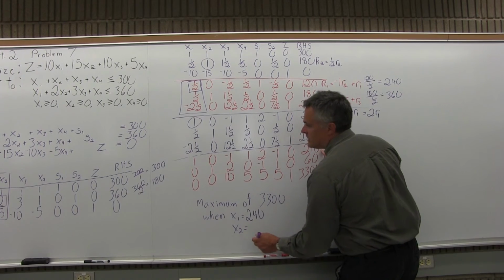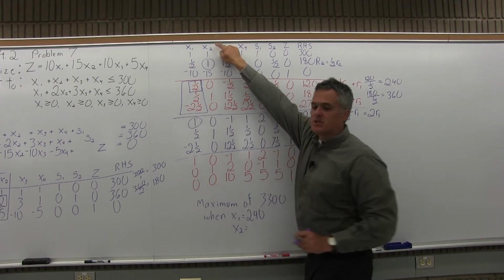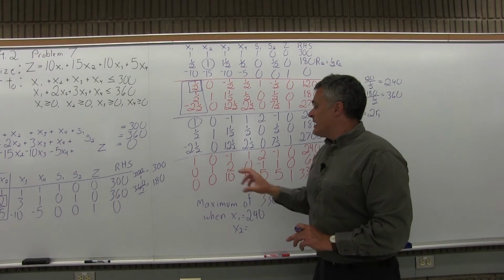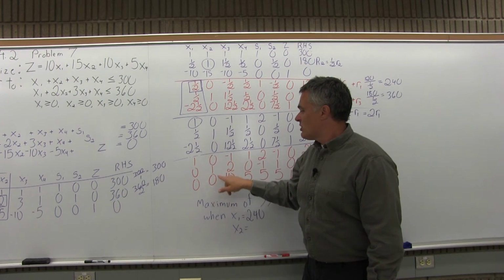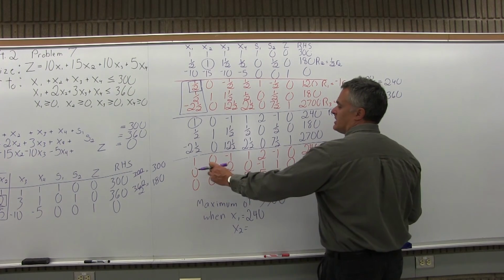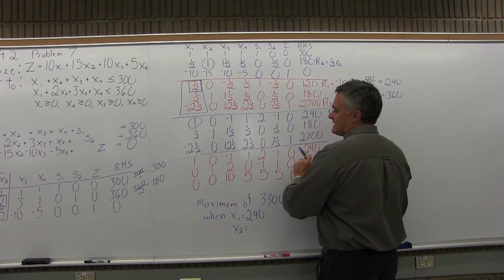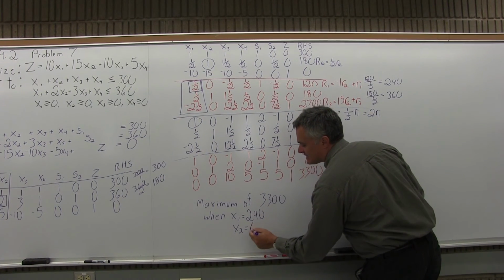x2. So the x2 column of my final tableau does have a special column of all zeros and a single 1. So it has a non-zero value. The 1 in that special column is in the middle position. So as I go to the middle position of my RHS column, that middle height, I have a 60. So that's the value of x2. x2 is equal to 60.